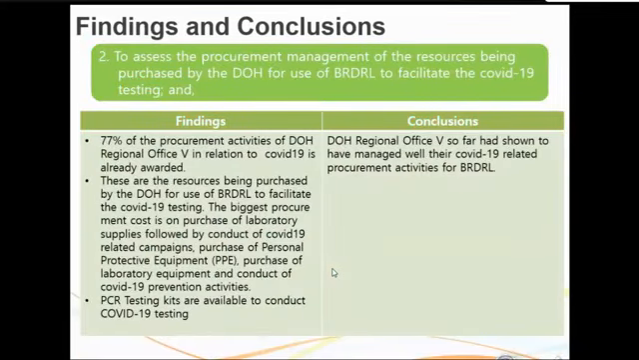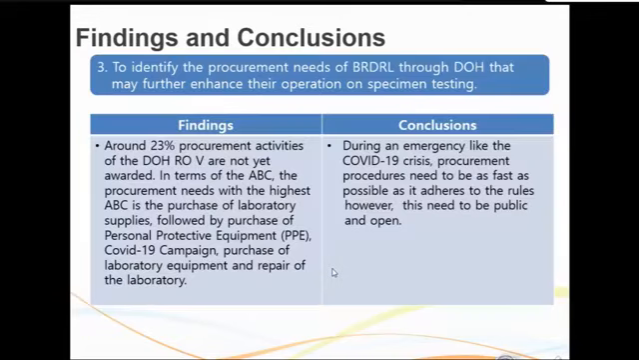For Objective 2, our finding shows that 77% of the procurement activities of the DOH RO5 in relation to COVID-19 is already awarded. And these are the resources being purchased by the DOH for use of BRDRL to facilitate the COVID testing. PCR testing kits are also shown to be available for the conduct of COVID-19 testing. In conclusion, DOH Regional Office 5 so far has shown to have managed well their COVID-19 related procurement activities for BRDRL.